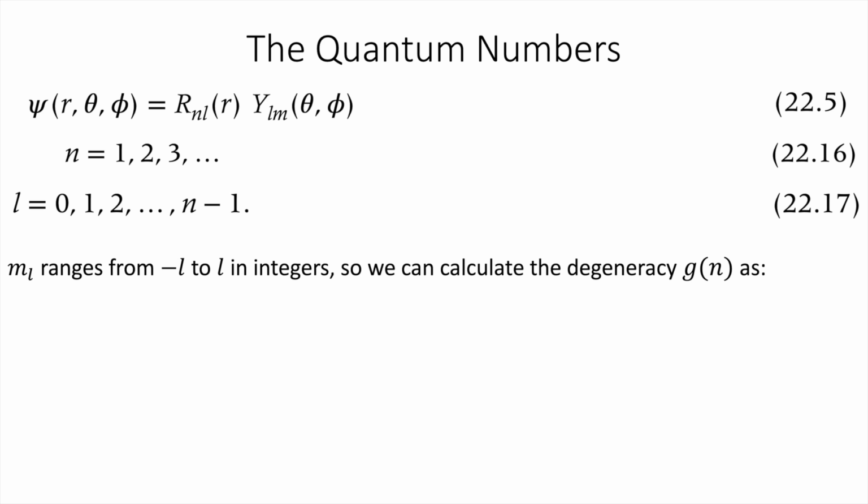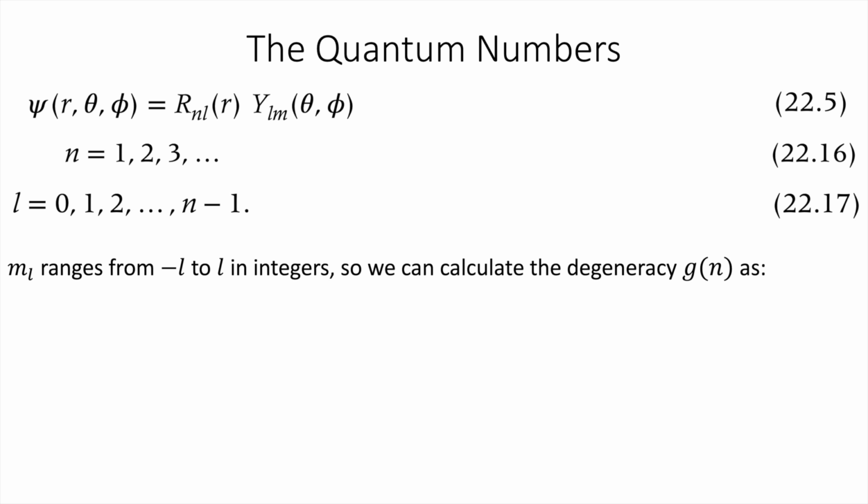So basically, n can be anything, right? 1, 2, 3, 4, any integer, starting with 1. And then l can have any integer value from 0 up to n minus 1. So if n is 3, the highest l can be is 2. So l is locked in: it can go from 0 up to 1 less than whatever n is set to.